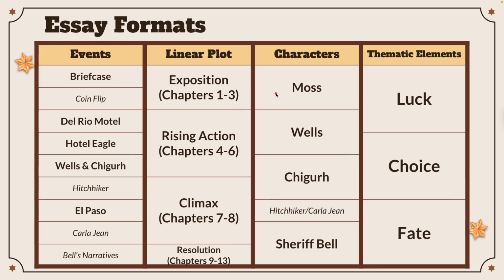You could, if you want to, talk about luck, choice, and fate in relation to major characters. You would write a couple paragraphs about Wells, Moss, Chigurh, Sheriff Bell, and then 1 about either the hitchhiker or Carla Jean. And then finally, if you wanted to, you could look at thematic elements on their own, the role that luck, choice, and fate play in the story in general. Here, writing 3 body paragraphs about each element. Again, you're going to pick one of these 4 types of essays, and you're going to write that format of essay.